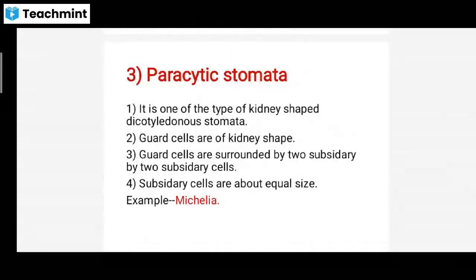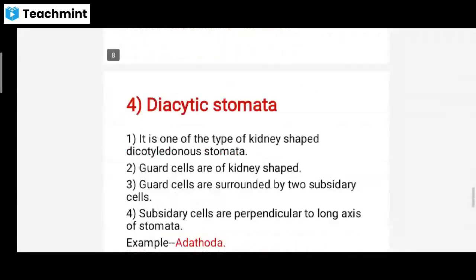Next, third type of stomata, parasitic stomata. It is one of the types of kidney-shaped dicotyledonous stomata. Guard cells are kidney-shaped. Guard cells are surrounded by two subsidiary cells. Subsidiary cells are about equal size. Example, Michelia.